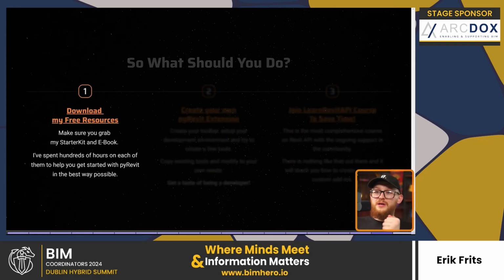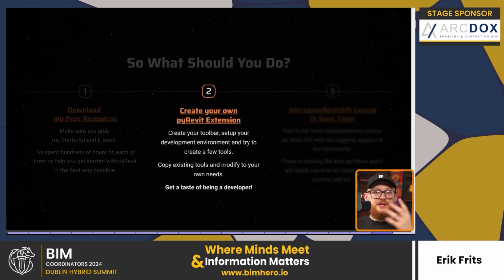So what should you do? First of all, you should download my free resources. Make sure you grab the starter kit that I mentioned and the ebook. I spent 100 hours on each of them to help you get started with pyRevit in the best way possible. Secondly, create your own pyRevit extension. Create your toolbar, set up your development environment, and try creating a few tools. Copy existing tools from somewhere, modify them to your own needs, and just get a taste of being a developer. This is a really important step.